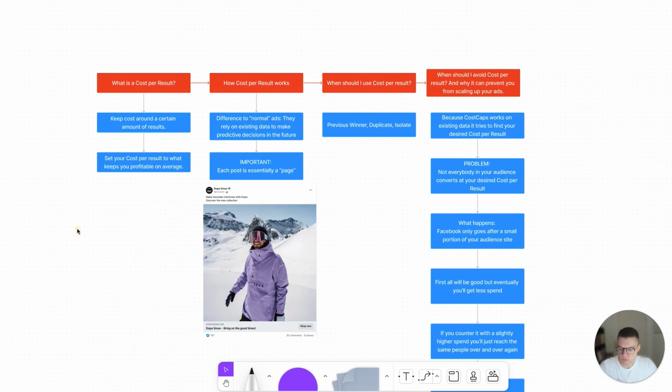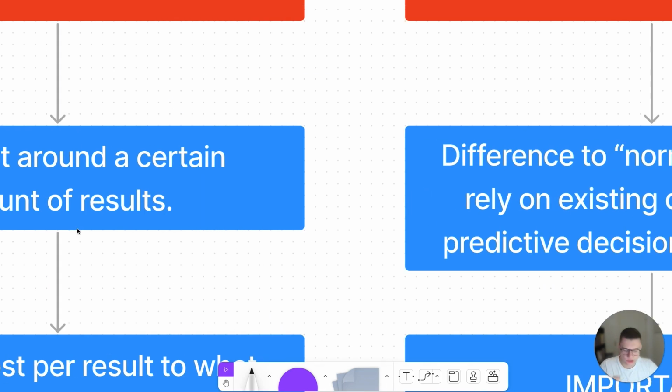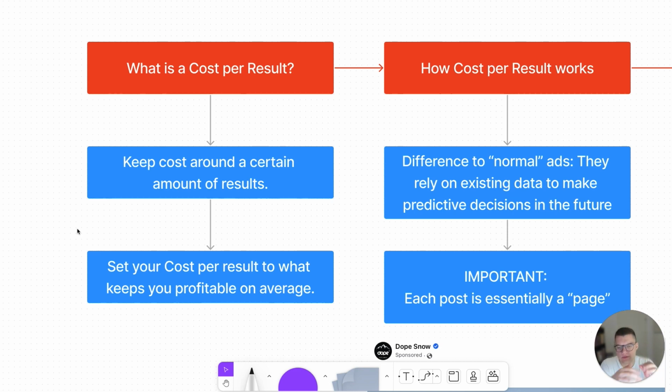First things first, what is a cost per result? Cost per result used to be cost cap, but it's changed recently. Very quickly, to explain what it is: you tell Facebook that you want to get an average cost per result. In most cases that's the purchase, what you want to pay for a purchase essentially. You basically tell Facebook, hey, I want to pay like $40 for a purchase, and on average you will get the results. Some maybe a little bit above, some below. But it's important to know that this is an average, so set your cost per result to what keeps you profitable on average.